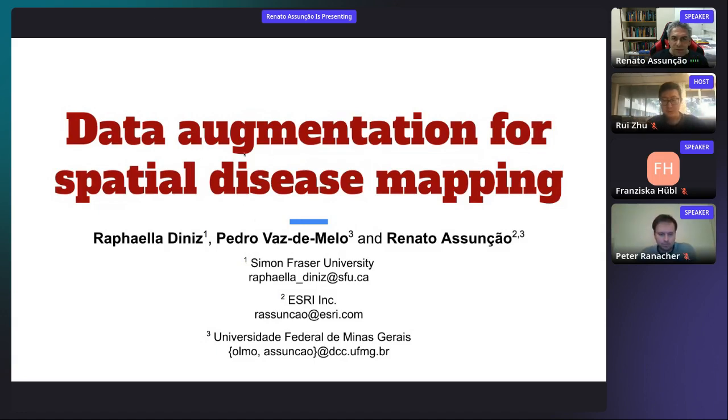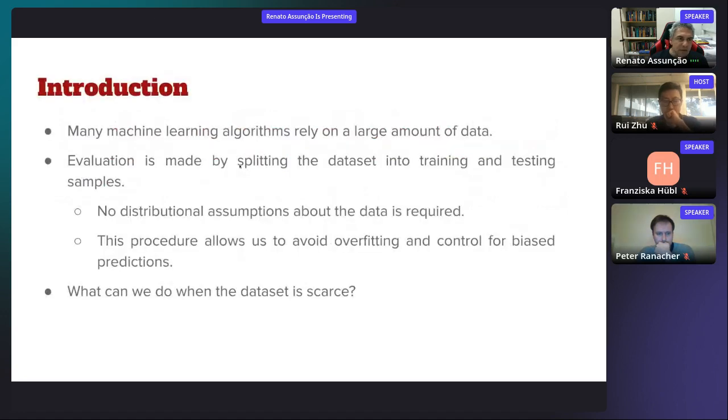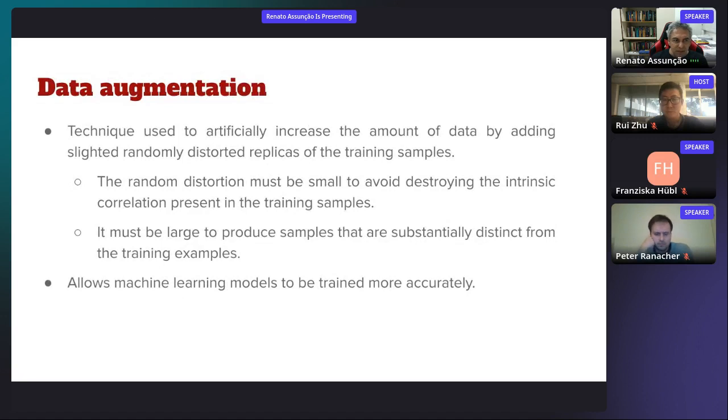This work is about data augmentation for spatial disease mapping. Many machine learning algorithms rely on large amounts of data, and evaluation is made by splitting the data set into training and testing samples. No distributional assumptions about the data are required. This splitting procedure allows us to avoid overfitting and control for bias in predictions. What can we do when the data set is scarce, as in the disease mapping situation?